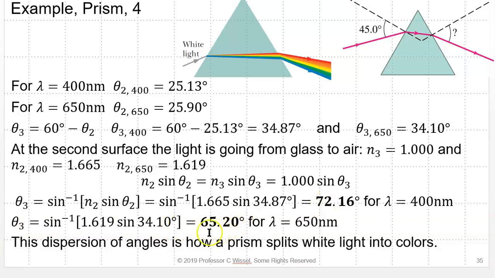The difference in angle here is called the dispersion, and this is the reason a prism splits white light up into colors. Each of these different colors has a slightly different index of refraction, and it's a smooth curve as they go from a low index of refraction for red to higher and higher as you go through the orange, yellow, green, blue, violet. So they are spread out in this beautiful rainbow of colors.